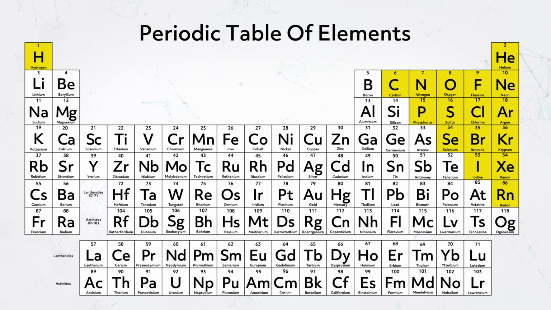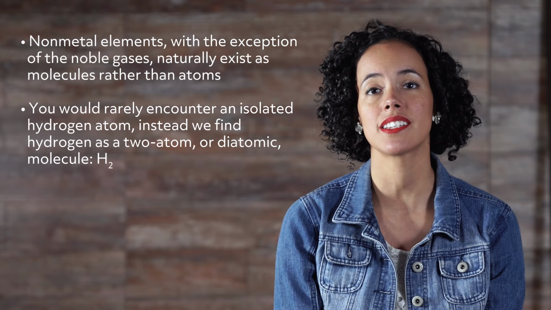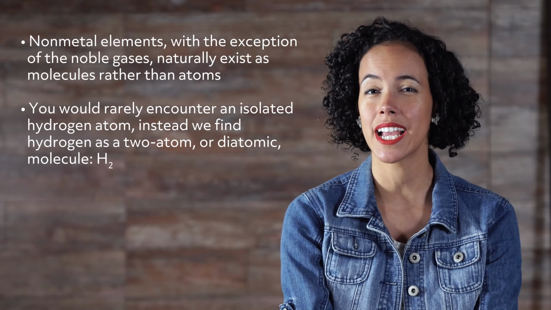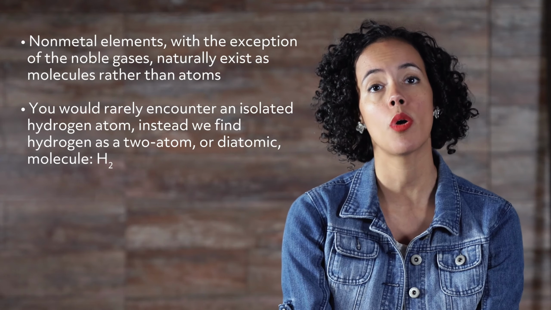Noble gases are an exception here because they already have a filled valence shell and don't form bonds under standard conditions. Nonmetal elements, with the exception of the noble gases, naturally exist as molecules rather than atoms. For instance, you would rarely encounter an isolated hydrogen atom. Instead, we find hydrogen as a two-atom or diatomic molecule, H2.